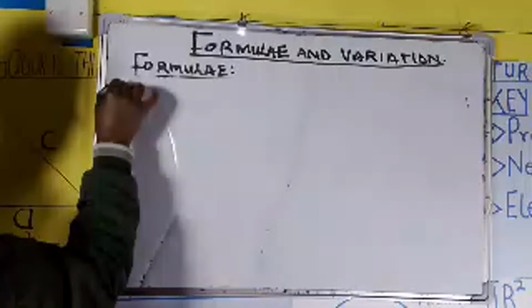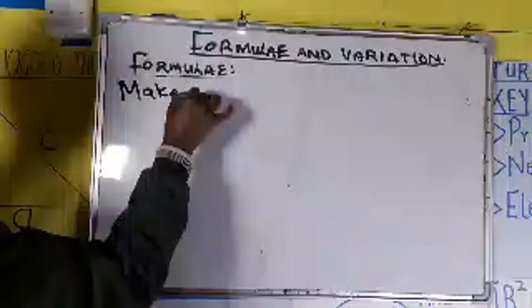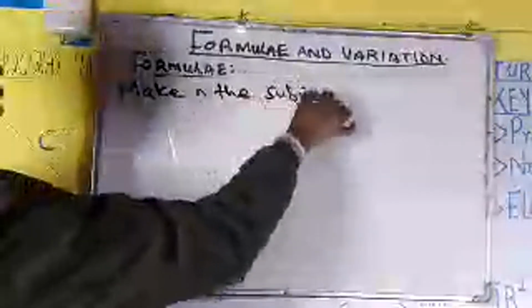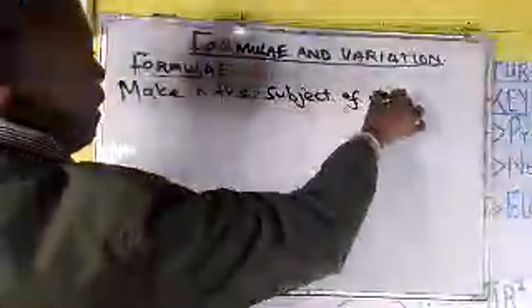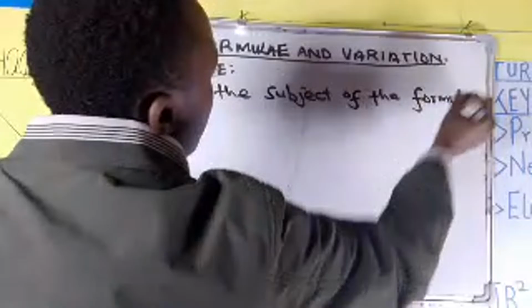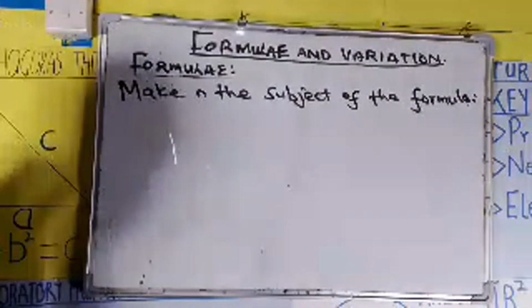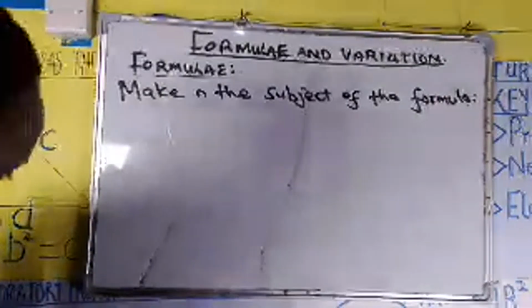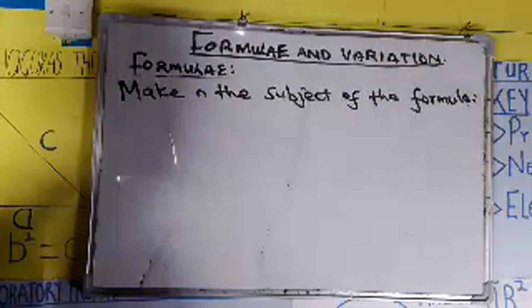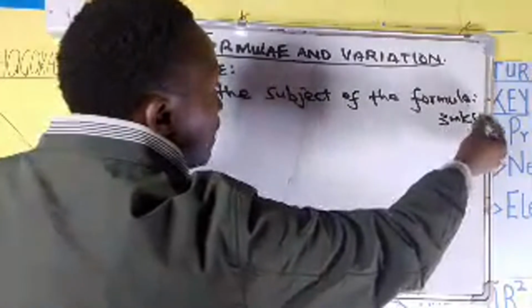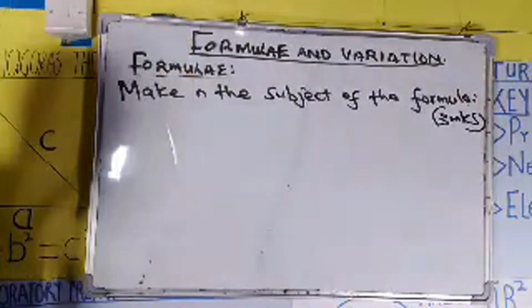Make n the subject of the formula. Let us do this one. We give it a benefit of doubt that maybe mwenye hajaelewa ataelewa sasa hii.